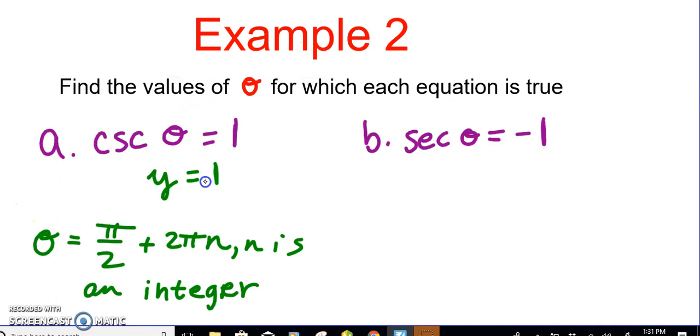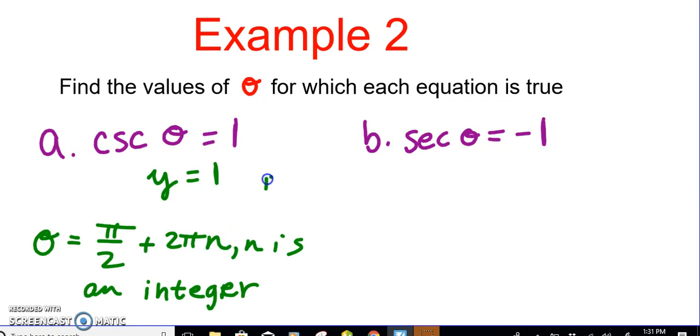So the cosecant of theta is going to equal 1 when we have pi over 2 plus 2 pi n. So that could be pi over 2. Add 2 pi to that, that would be 5 pi over 2. And then keep going on and adding another integer for each one of these n's.